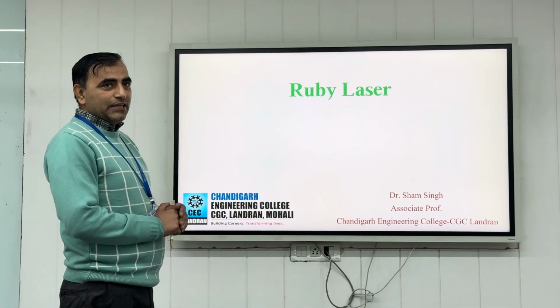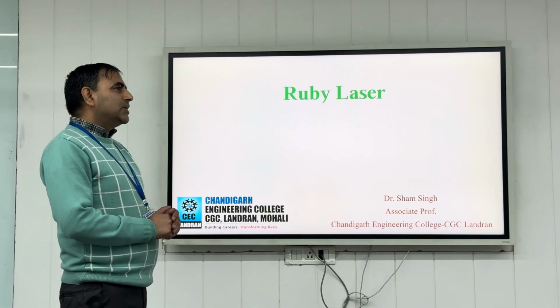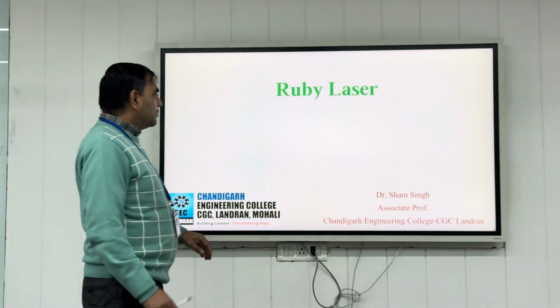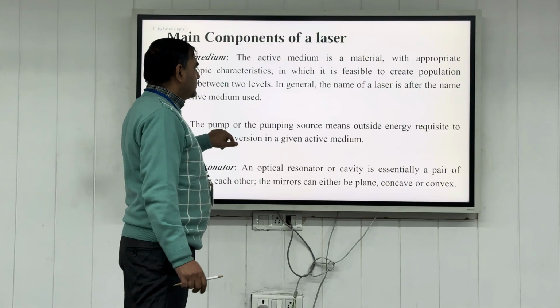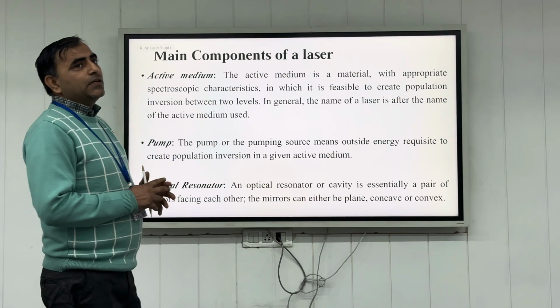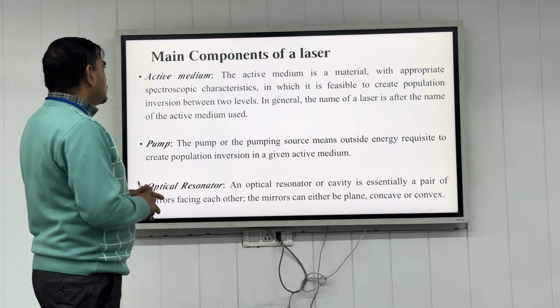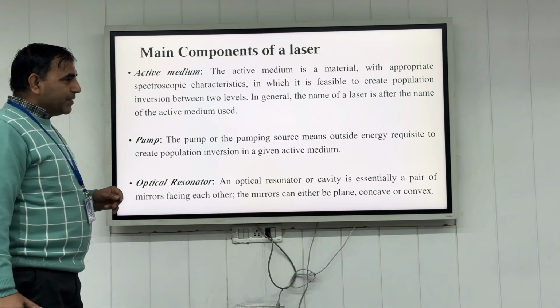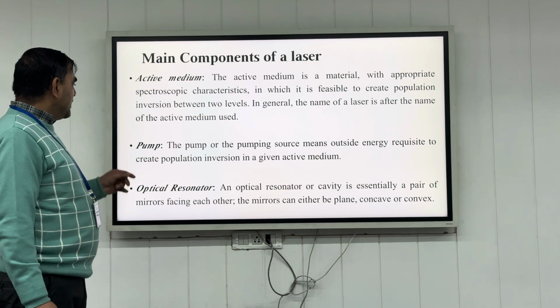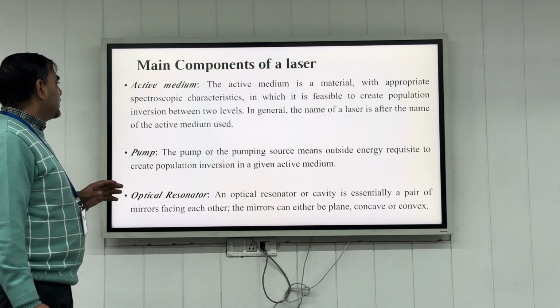What is Ruby laser? But before we start with the Ruby laser, we have to know about the components of a laser. So what are the main components of a laser? Actually, there are three main components of a laser. First is the active medium, then pumping, and then the optical resonator.